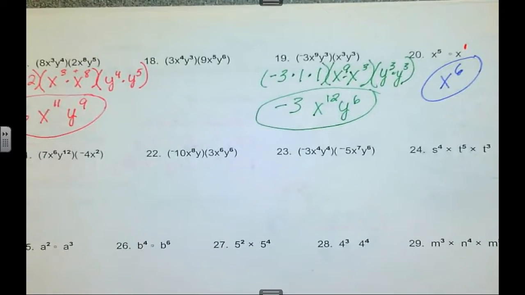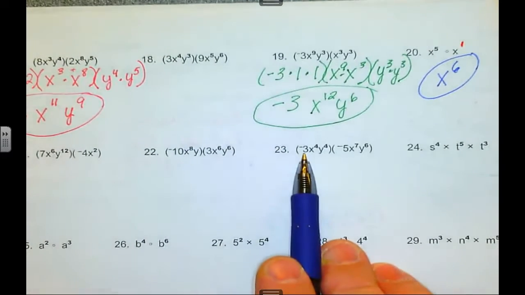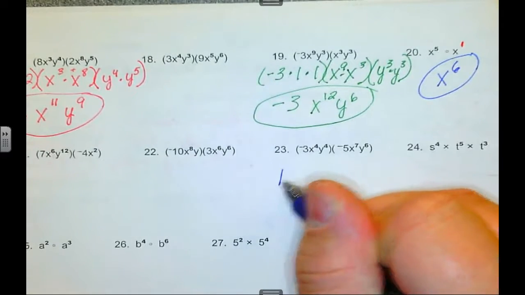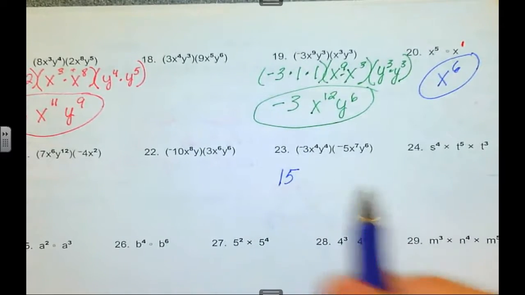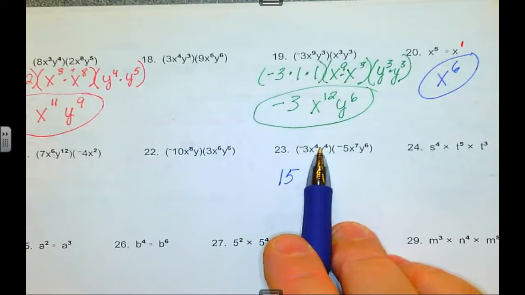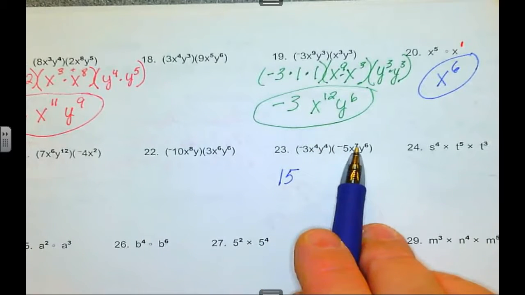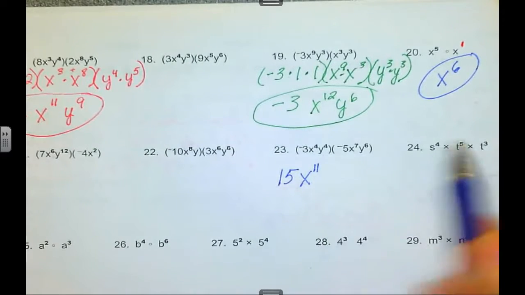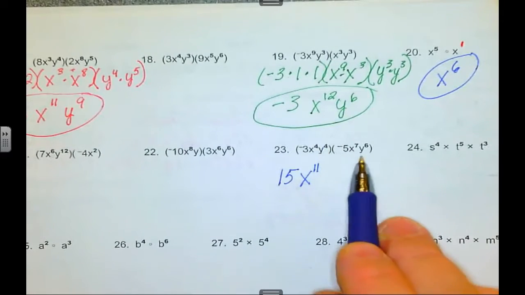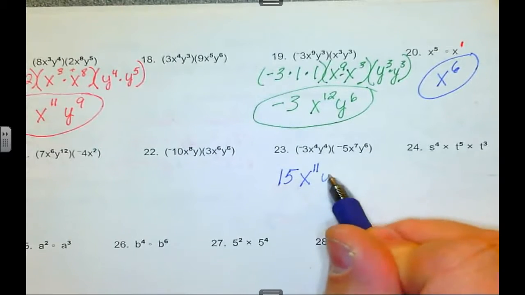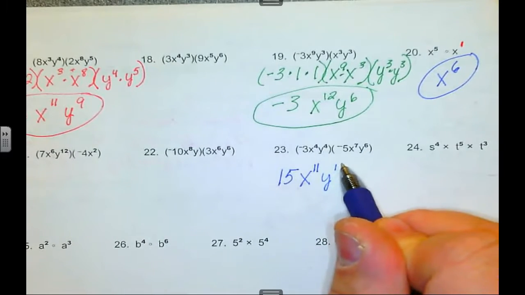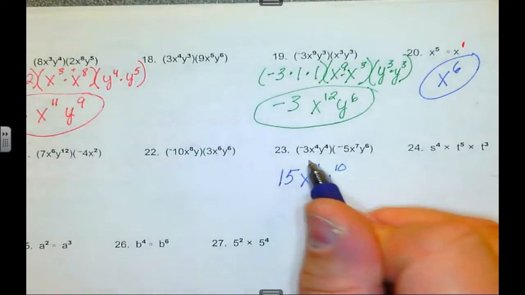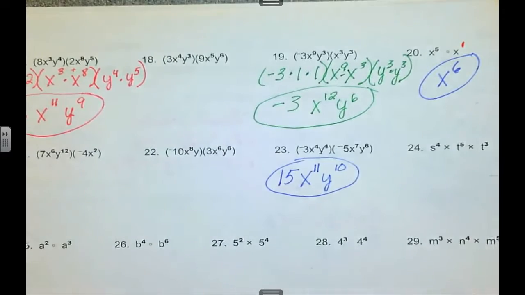Think you guys can do some of these in your head? Negative 3 times negative 5. Positive 15. X to the 4th, x to the 7th, x to the 11th, y to the 4th, y to the 6th, 10. So if you do enough of these, you could probably skip a few.